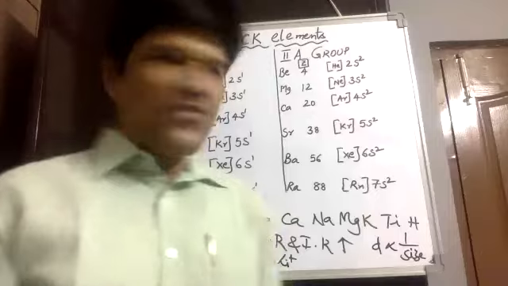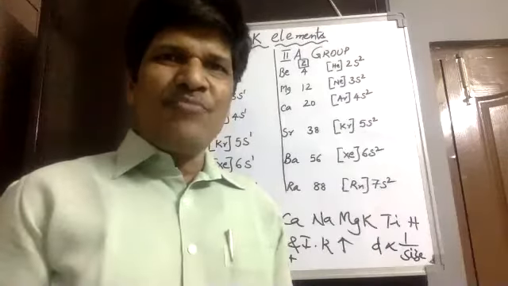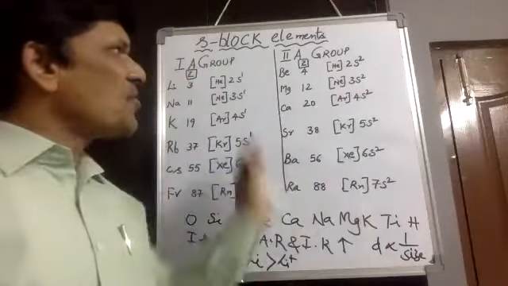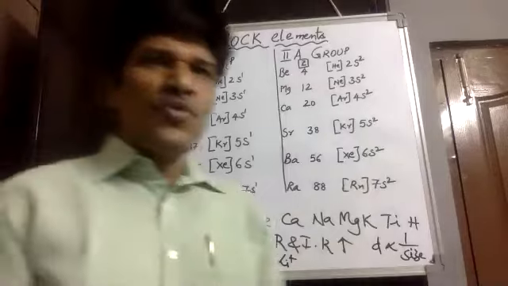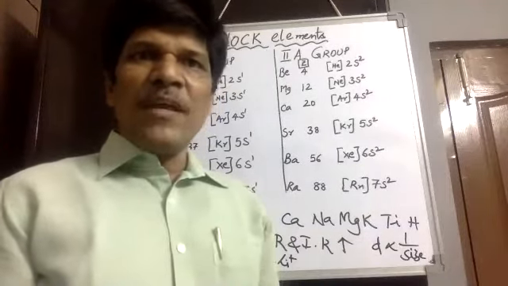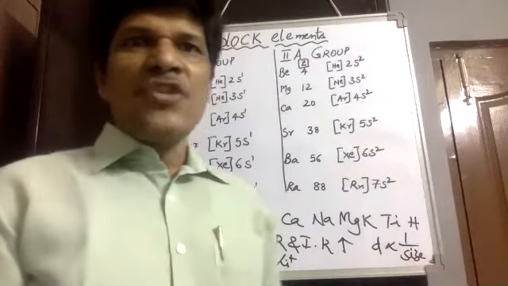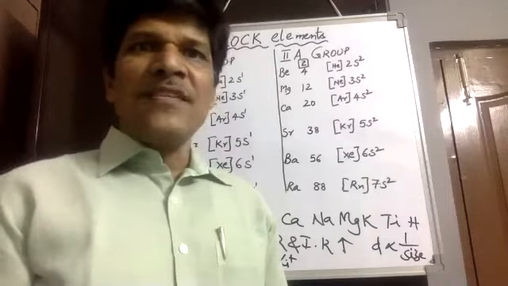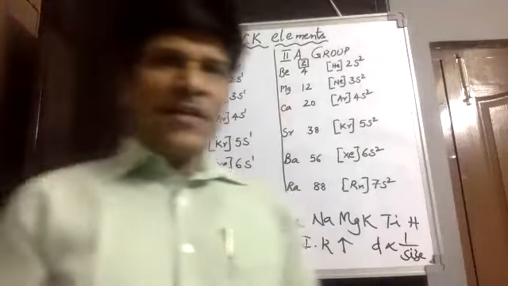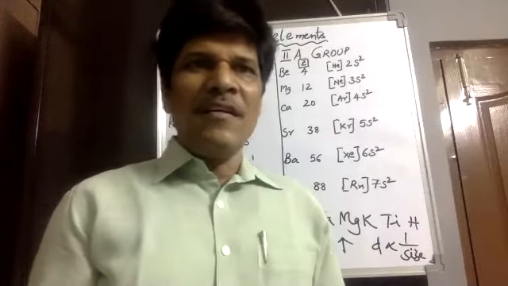Then, with respect to the general properties of 1A and 2A group elements, some more compounds: calcium gives plaster of Paris, CaSO4·½H2O, used for making statues and pieces of chalk. It is most widely used. Calcium occurs in the form of gypsum as CaSO4·2H2O. Like that, we observe various properties of these group elements. That is the general idea on s-block elements.